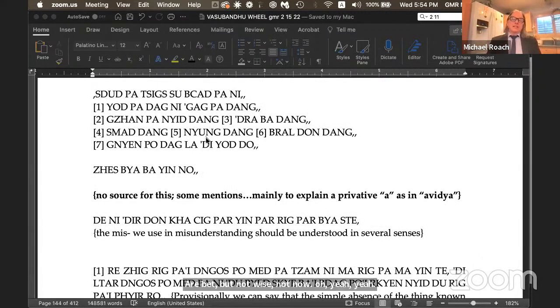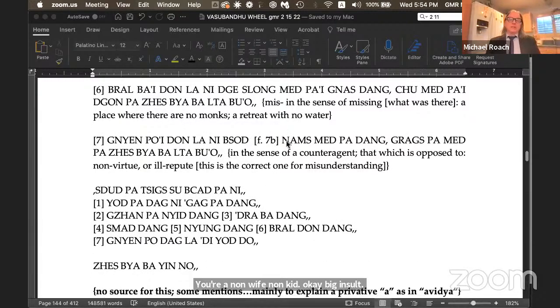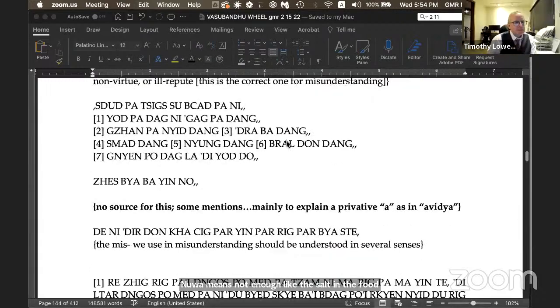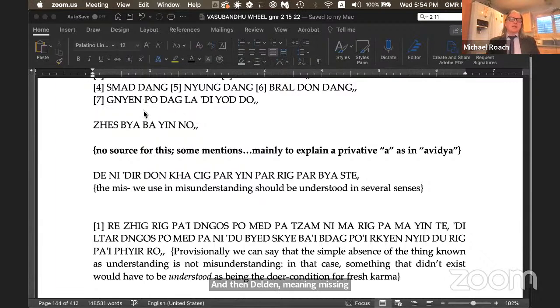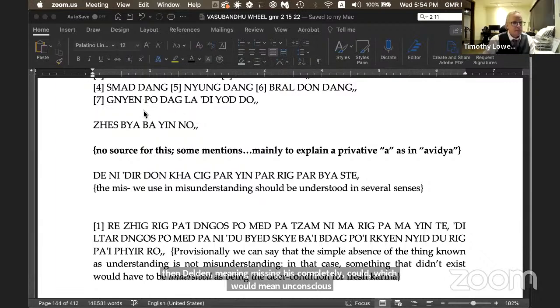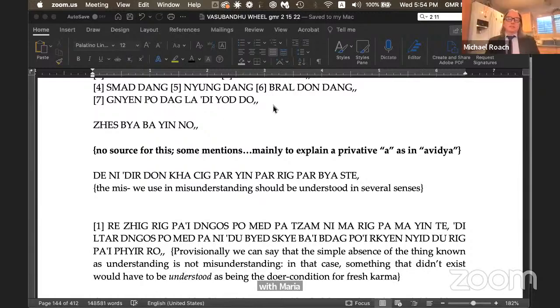Nyungwa means not enough, like the salt in the food. And then Deldun meaning missing completely, which would mean unconscious. And with Marikpa, the actual meaning is the opposite. Instead of understanding, you are actively misunderstanding.